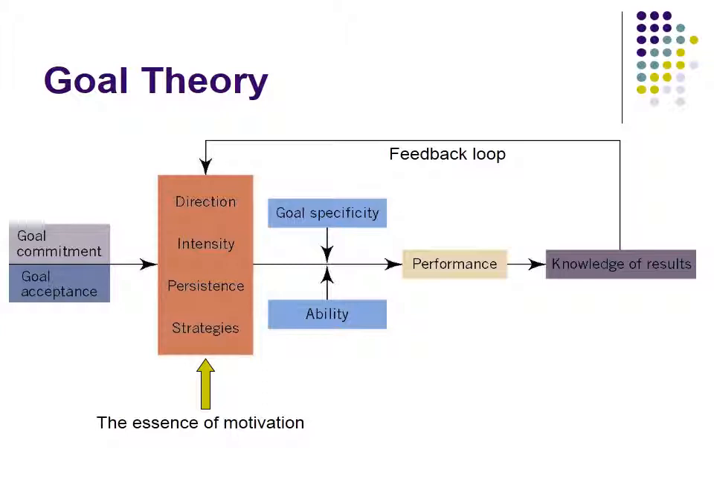And that performance then maps on to knowledge of results. So as the performance moves the person closer and closer to the goal, are they finding out about their knowledge of that performance? Are they getting knowledge of the results? And that's the feedback loop, the final part of this. And the feedback loop mainly works to further energize direction, intensity, persistence, and possible changes of strategies.